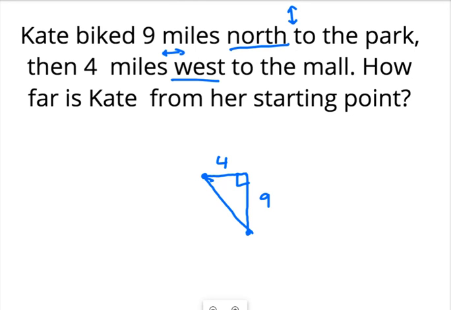Okay. So we want to know this value in between here. Now I'm not going to go any further than this. I'm just going to help you get the problem set up with the picture. Now it's up to you to use the Pythagorean theorem and decide what's the A, what's the B, and what's the C.